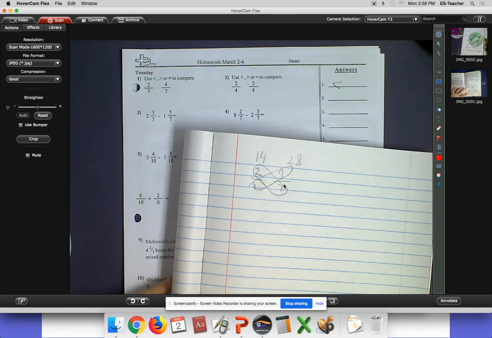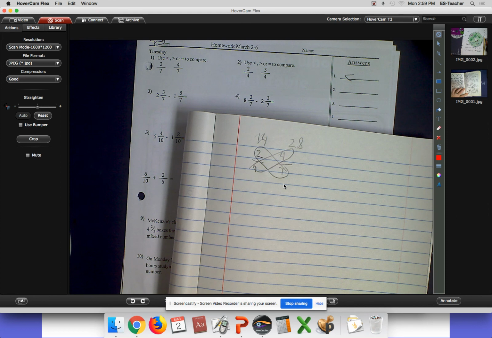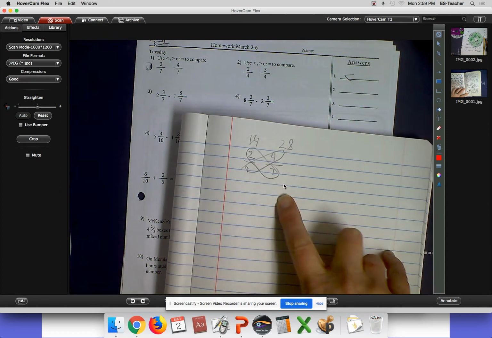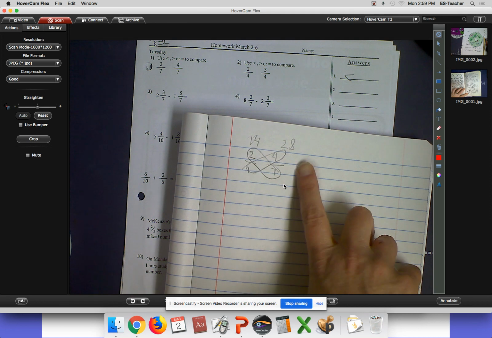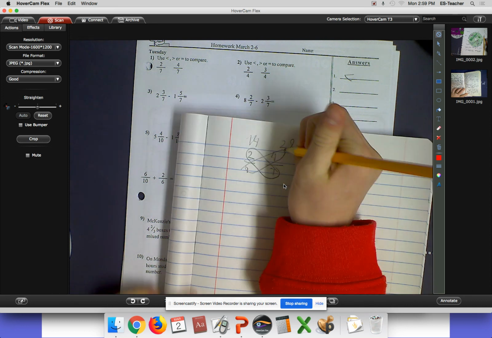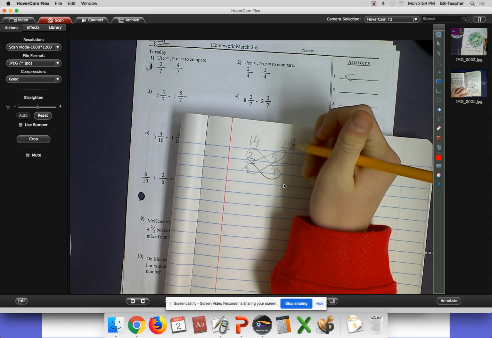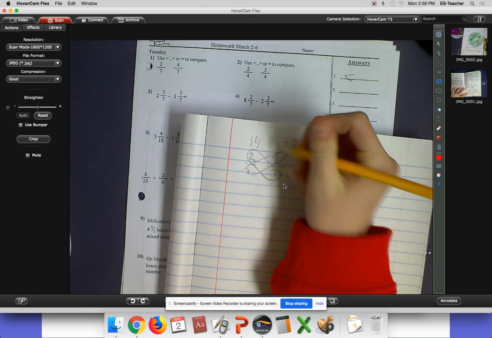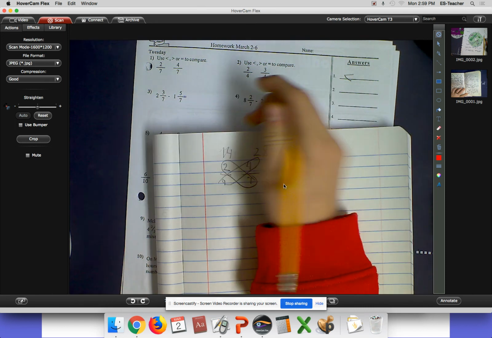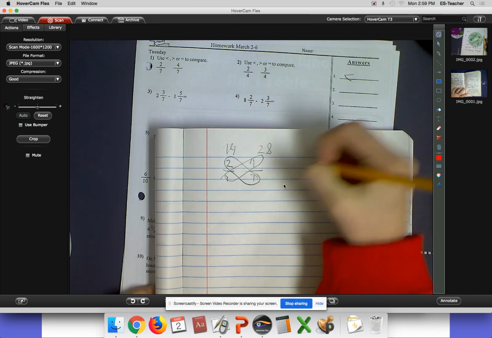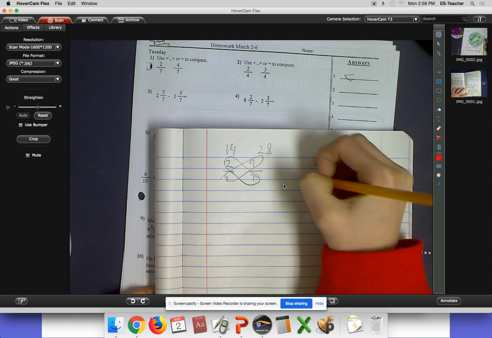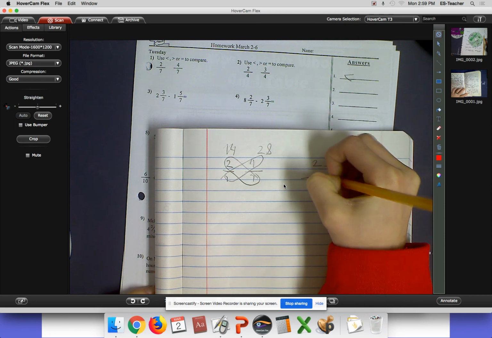Okay, tell me why that's your answer. You did the butterfly and you did that right because you did 7 times 4 is 28 and you did 7 times 2 is 14. And you pointed it that way. Why did you point it that way? Because that number is bigger, and you're always going to point to the smallest number, right. Good job. So that is correct.